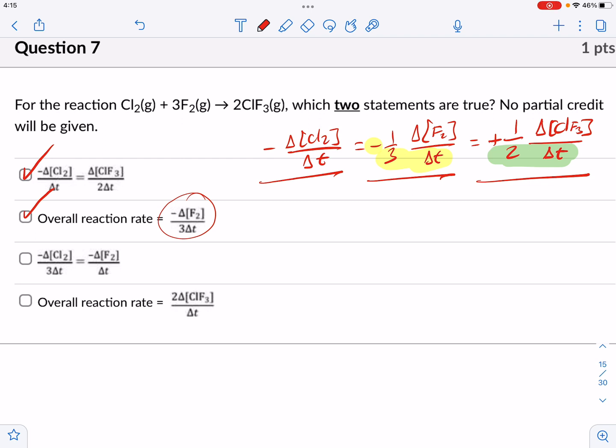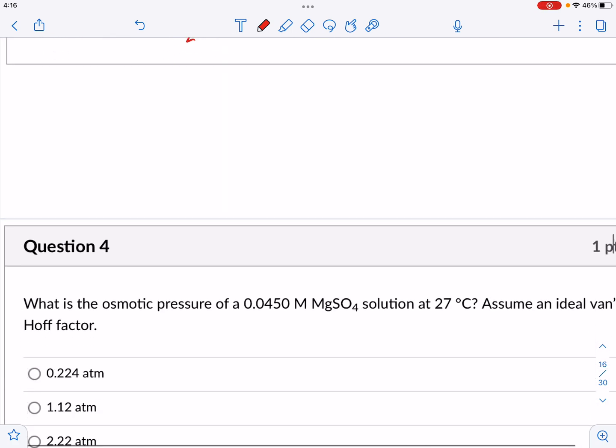Now, which ones are not correct? Why is this not correct? Because you have a 3 delta t with chlorine, and that 3 is incorrect, so that is not possible. And here the overall reaction rate is equal to 2 times delta ClF3 over delta t. Well, it's divided by 2 delta t, not multiplied by 2. So this 2 doesn't go there, and you need a 2 down there. That's why those two are not valid.